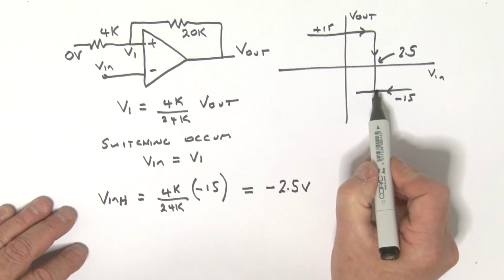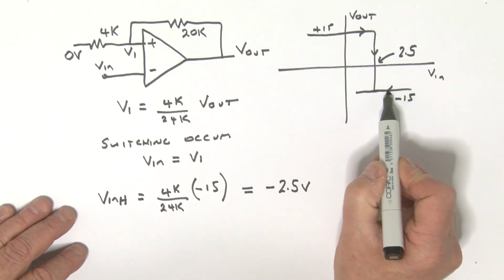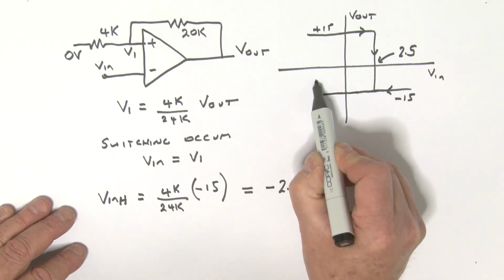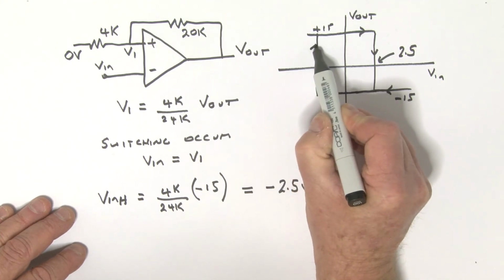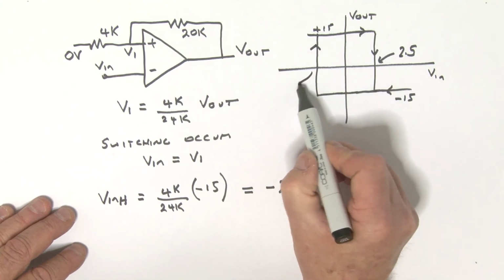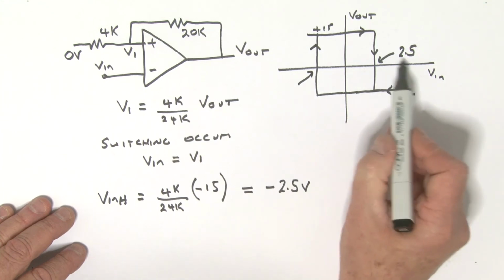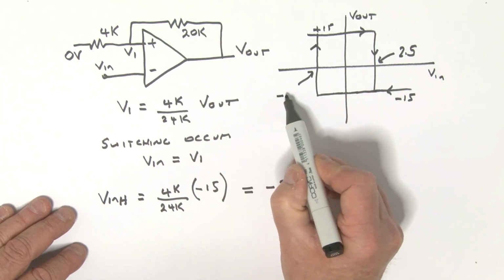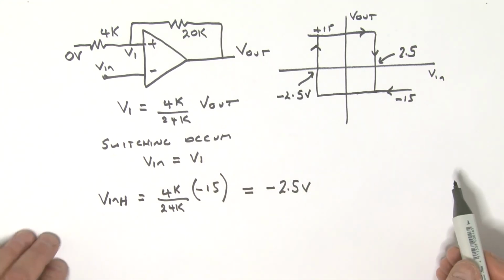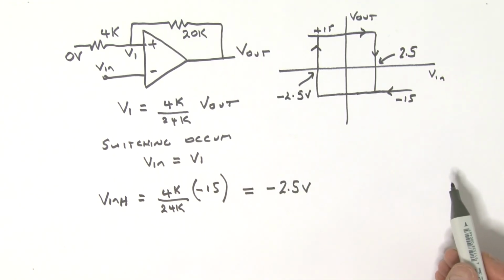And so what we're really seeing is, starting from this position, as we decrease Vin, we actually switch back to a high or a plus 15 V out, and this happens really at a value of Vin being minus 2.5 volts. Okay, that is the solution to that particular problem.